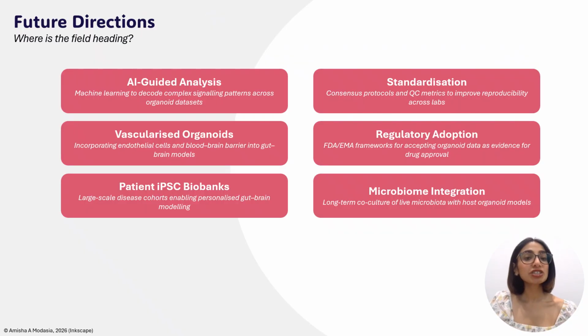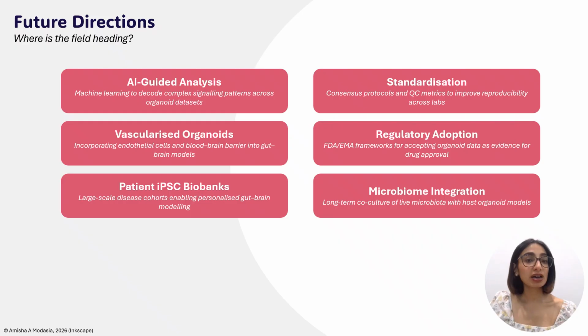And I want to end briefly by looking at where the field is heading. AI and machine learning are beginning to transform how we analyze organoid imaging and multi-omics data, helping us decode the complex signaling patterns these systems generate. Vascularized organoids incorporating endothelial cells and a blood-brain barrier component are an active area of development that could address one of the biggest current limitations.